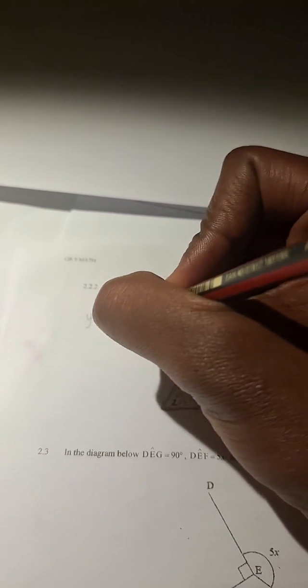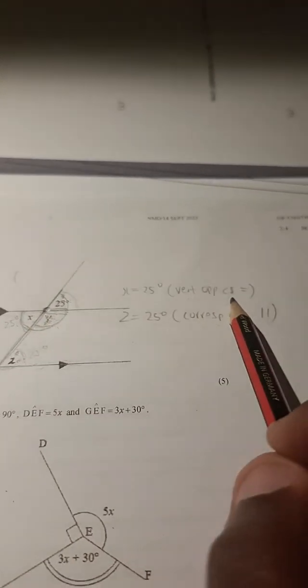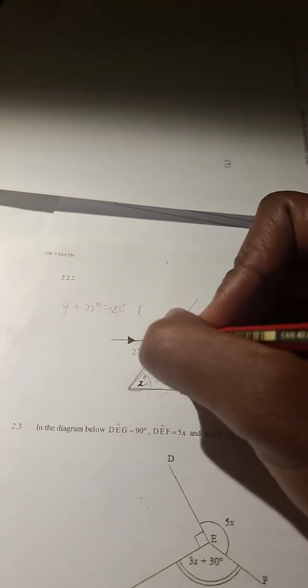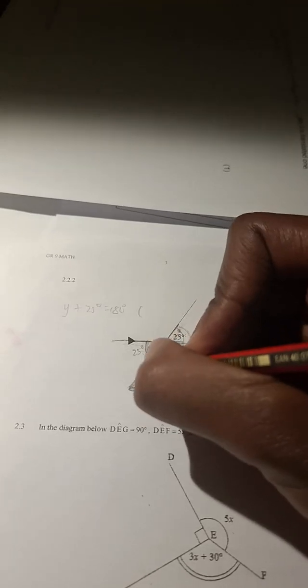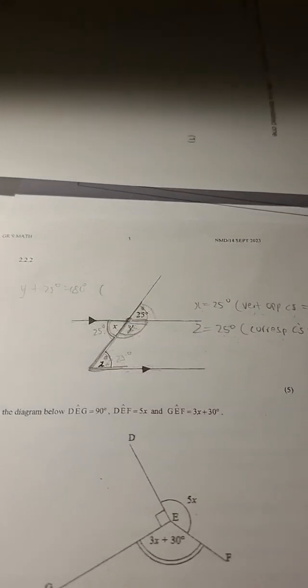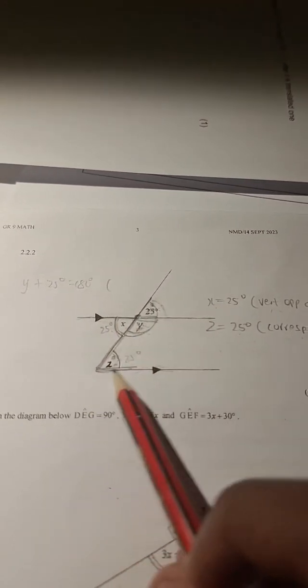Y plus 25 degrees is equal to 180 degrees. You have a choice. After finding x, which is 25, using vertically opposite angles equal, and then finding z, using either corresponding angles, or since you have this 25 degrees, you could use alternate angles as well. Z shape, this is the Z shape. This angle and that angle are equal as well, alt angles. And there are your parallel lines, you see?